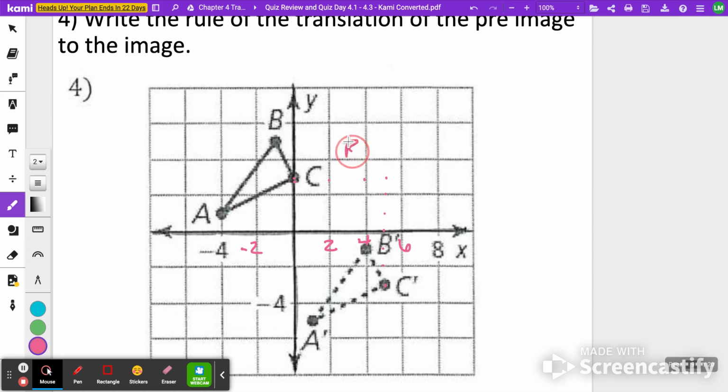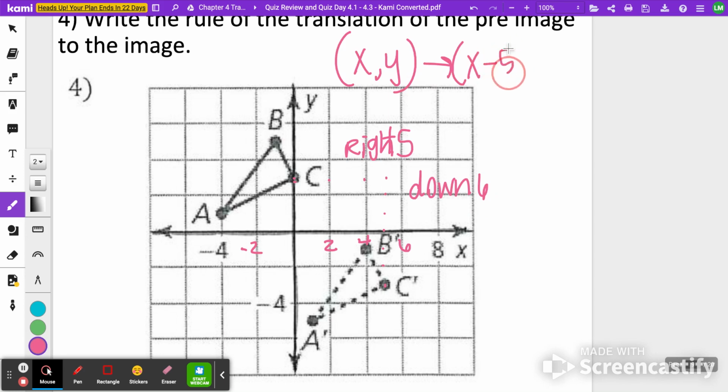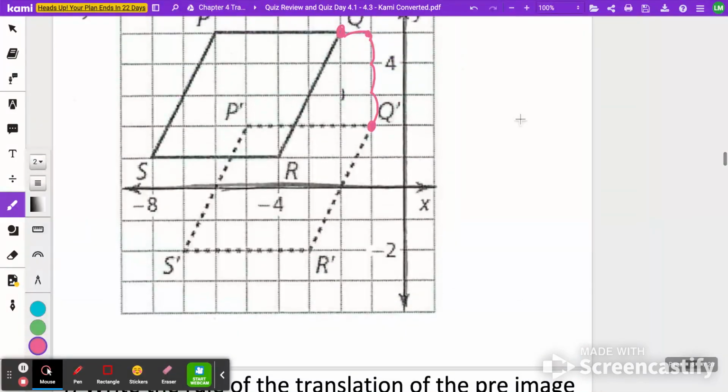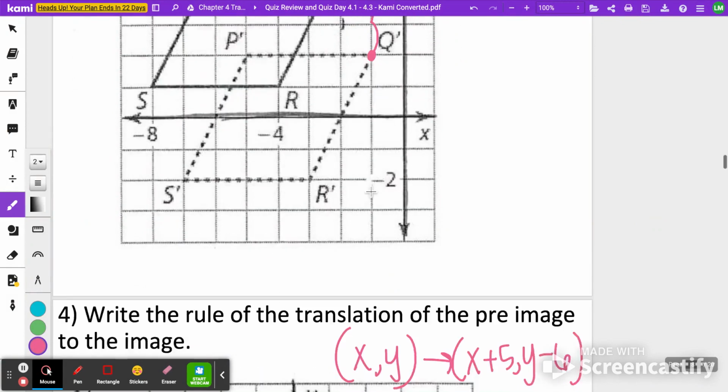So I went right 5 because of my intervals. And then after I went right 5, I went down 6. So my translation rule would be (x, y) with my arrow attached, x plus 5 because it's to the right, and then y minus 6. You might have messed up on that one because you didn't catch on to the intervals there, so just be very careful here. I didn't say anything about it earlier, though, because those intervals were going up by 1s.